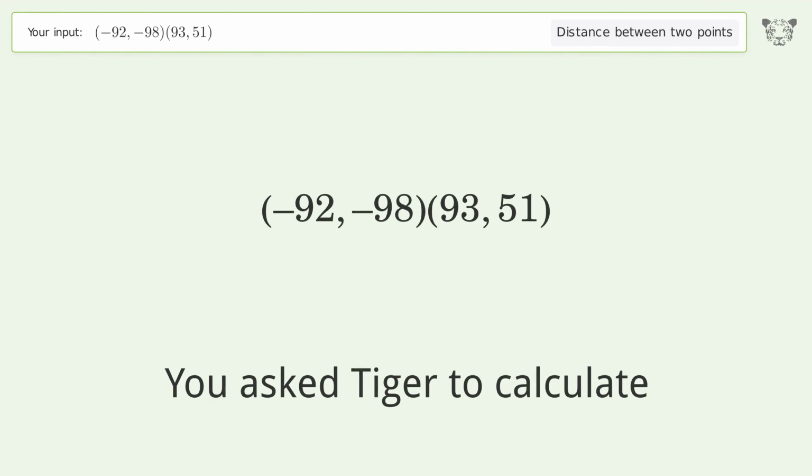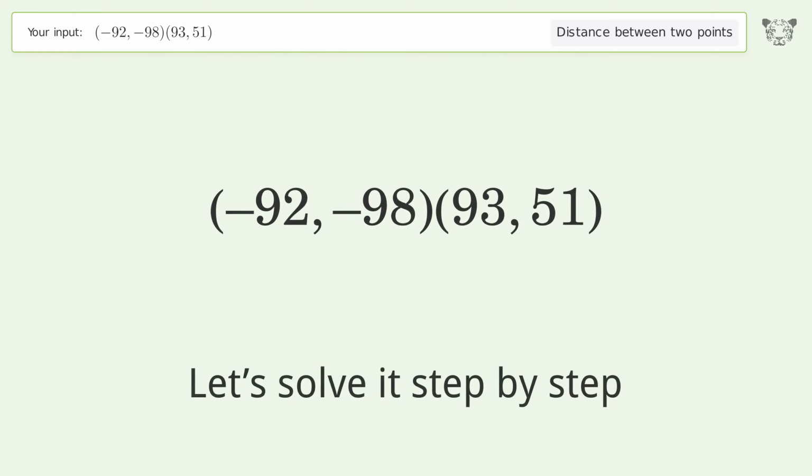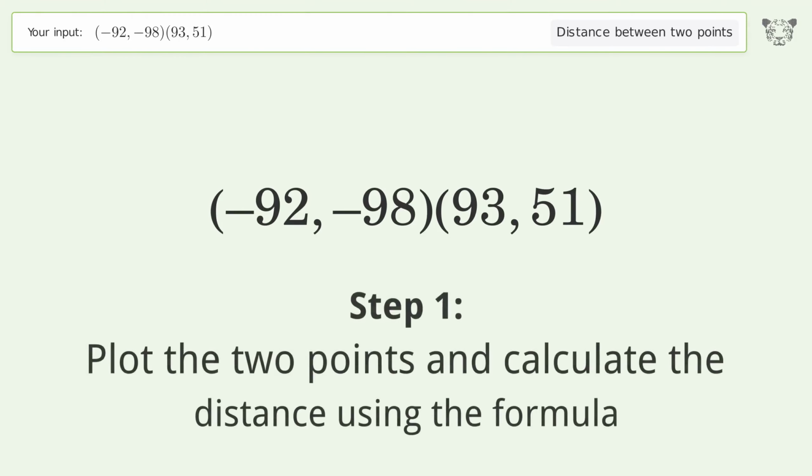You ask Tiger to calculate. This deals with the distance between 2 points. The distance between the 2 points is the square root of 56,426, or 237.542. Let's solve it step by step.